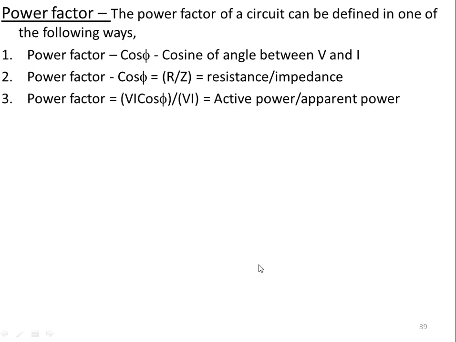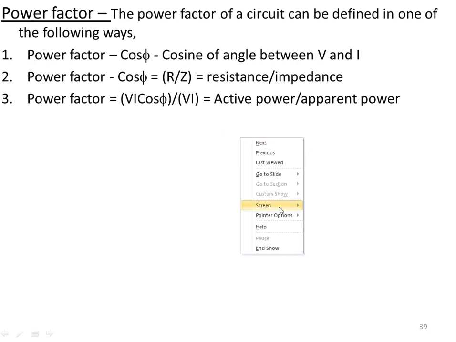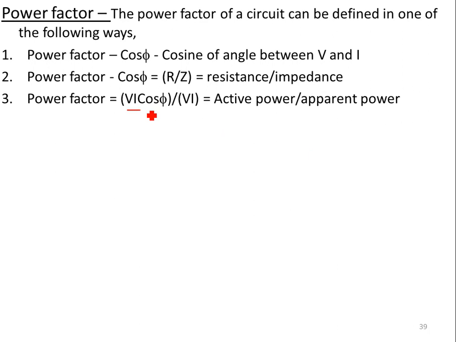Third definition: power factor is active power divided by apparent power. Active power is VI cos phi, and apparent power is VI. So VI cos phi divided by VI is cos phi.